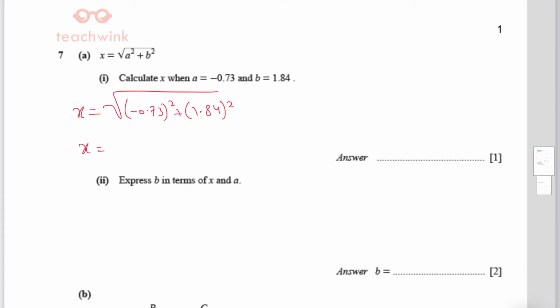We have negative 0.73 whole squared plus 1.84 whole squared. Then the under root gives us 1.98. That's the value over here, 1.98.